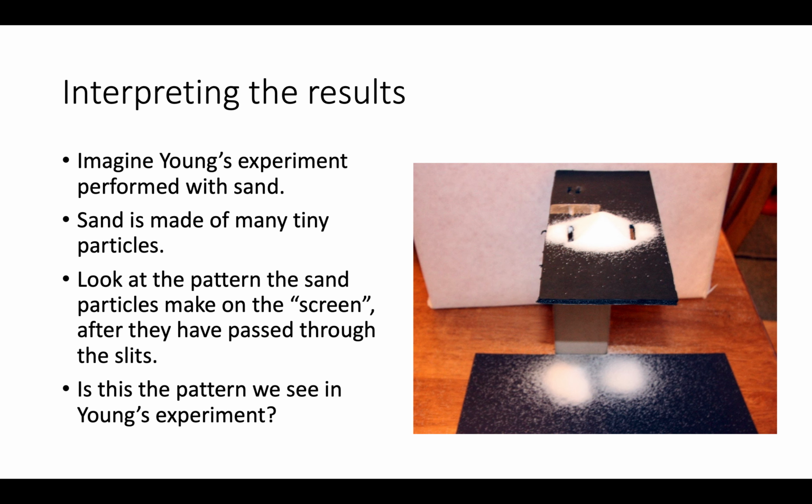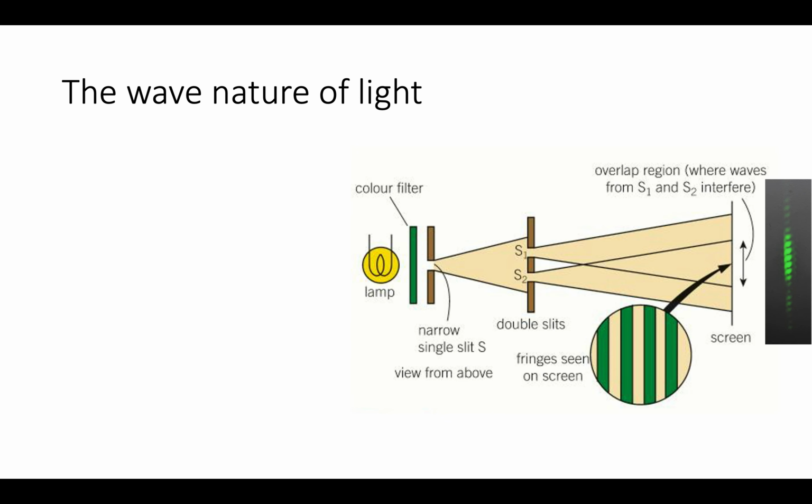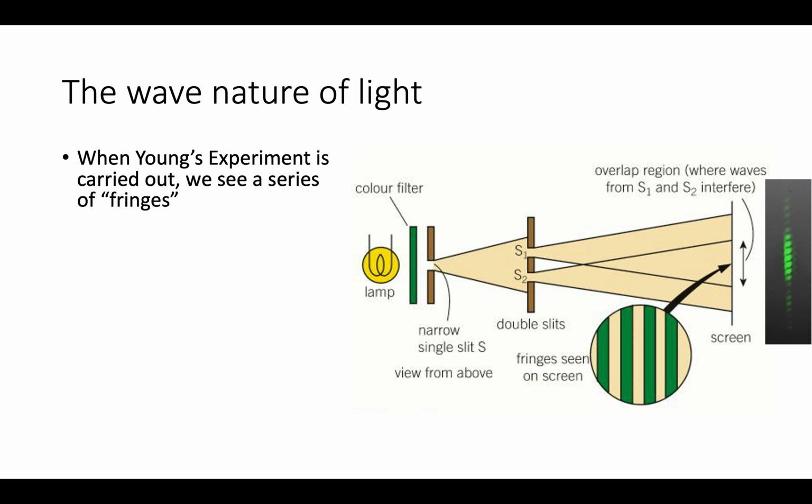So this is not what we see in Young's experiment. What we see in Young's experiment is a series of coloured stripes or fringes.